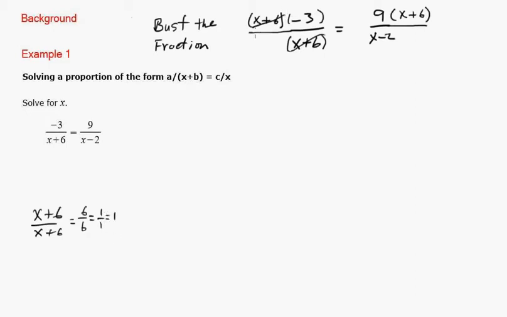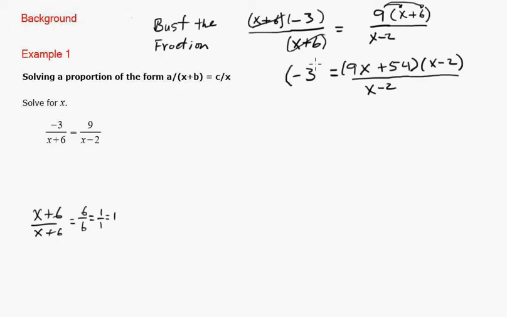Okay, so these go away and we get negative 3 equals, and then I'm going to go ahead and distribute the 9. So 9 times x is 9x, and 9 times 6 is 54, all divided by x minus 2. Okay, so simpler over here, a little more complicated over here. But now what I'm going to do is the same thing. I got to bust this fraction. So I'm going to put an x minus 2 on top and extend that. And so what you do to one side, you have to do to the other.